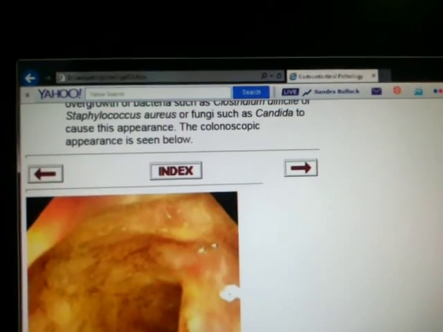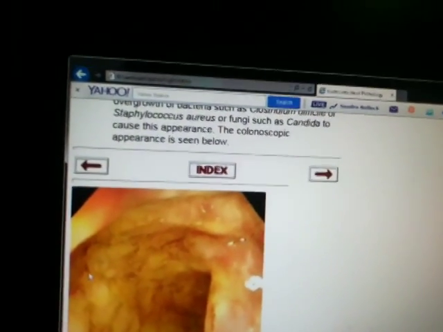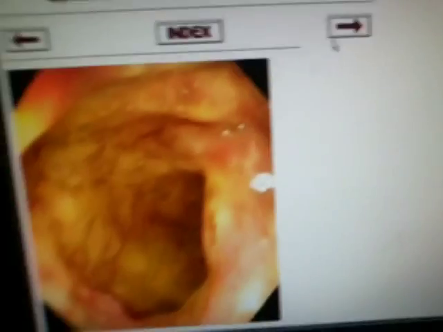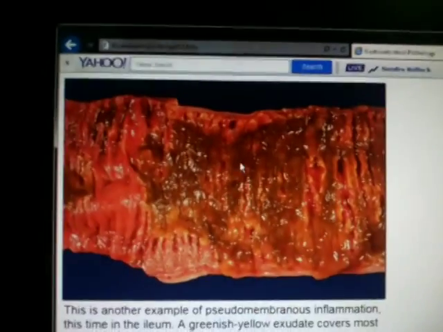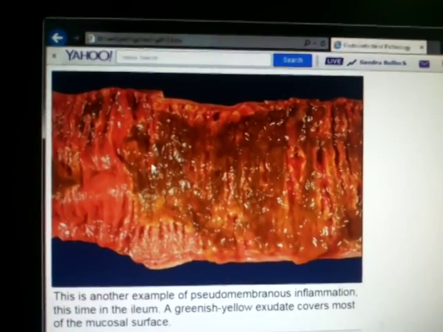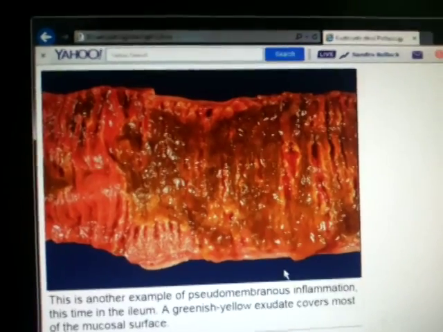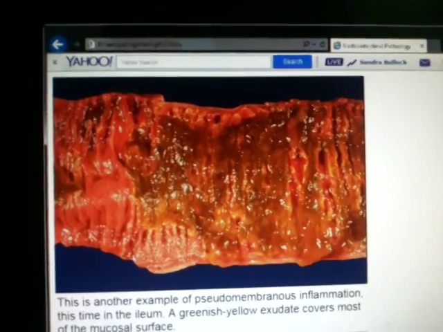This is the endoscopic appearance of the pseudomembranous enterocolitis. We have the yellow to white membrane-like material covering the mucosa. This is another example. We have this material which is green to yellow in color, a membrane covering the ileum.